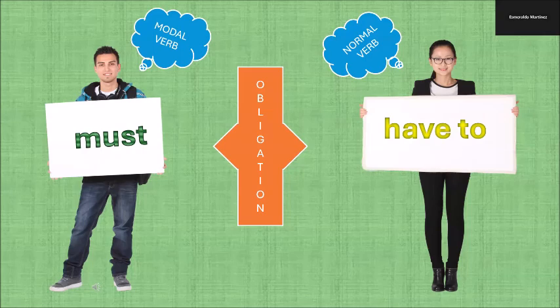Must behaves like a typical modal verb. It doesn't change according to the person and doesn't require an auxiliary verb to form negatives or questions. Have to conjugates like a normal verb form, requiring the auxiliary verb do for negatives and questions. Both must and have to express obligation or necessity, but there are some small differences. Let's check them specifically, starting with the modal verb must.